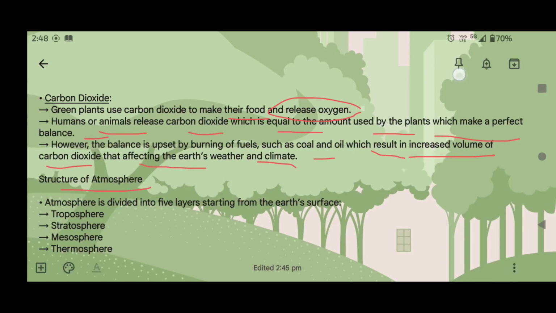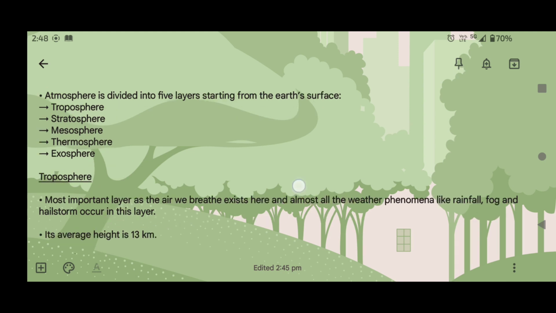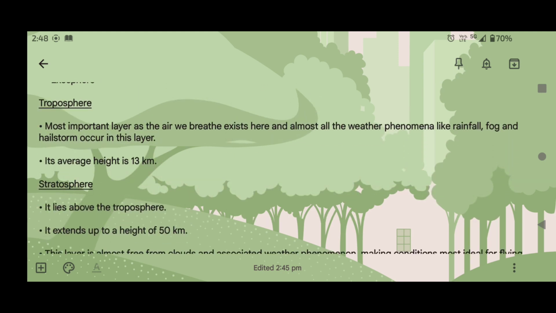Structure of atmosphere. Atmosphere is divided into 5 layers starting from the Earth's surface. That is troposphere, stratosphere, mesosphere, thermosphere, exosphere. Troposphere, the most important layer, as the air we breathe exists here and almost all the weather phenomena like rainfall, fog and hailstorm occur in this layer. Its average height is 13 km.